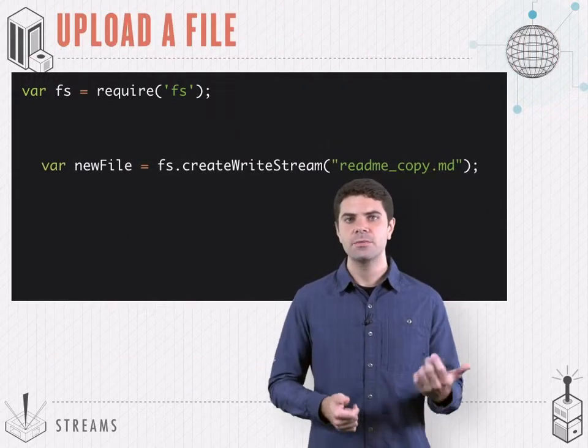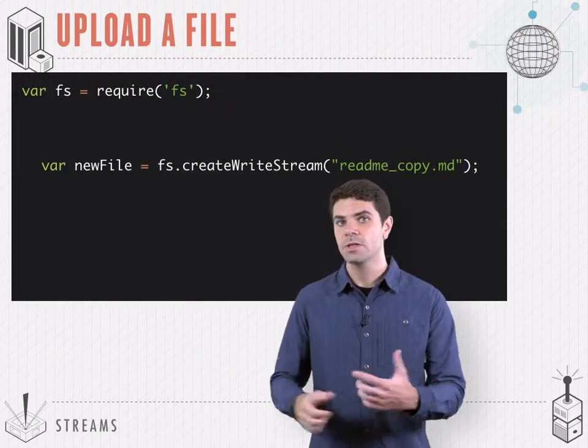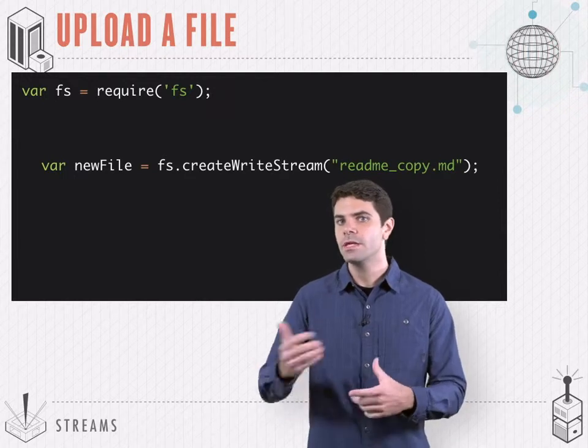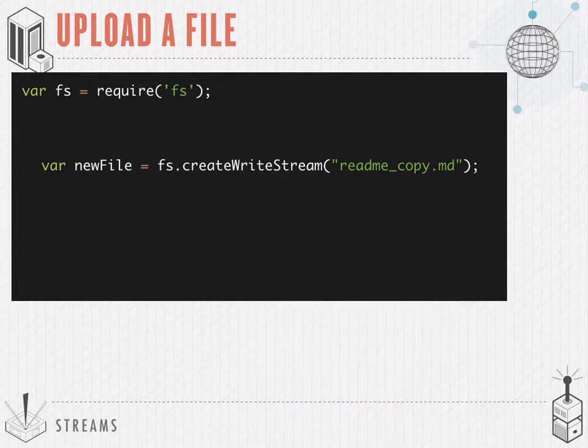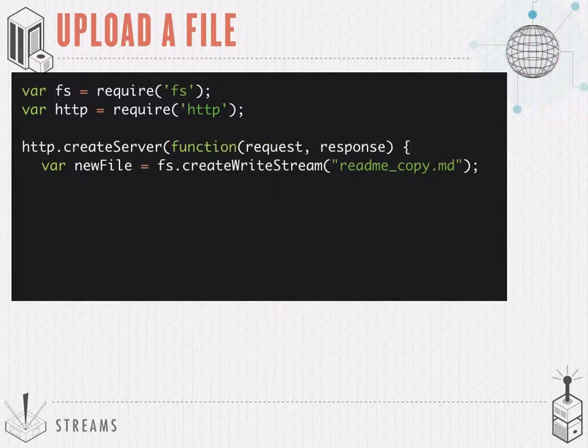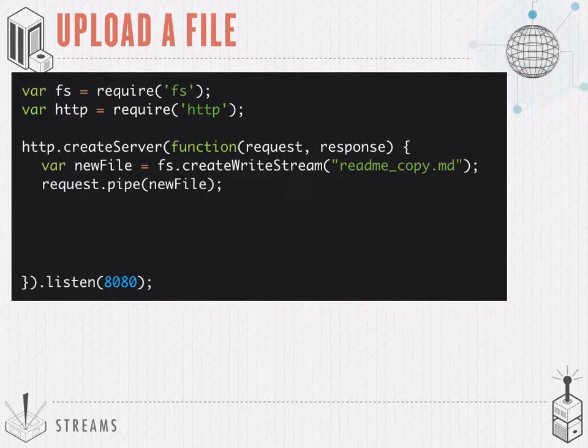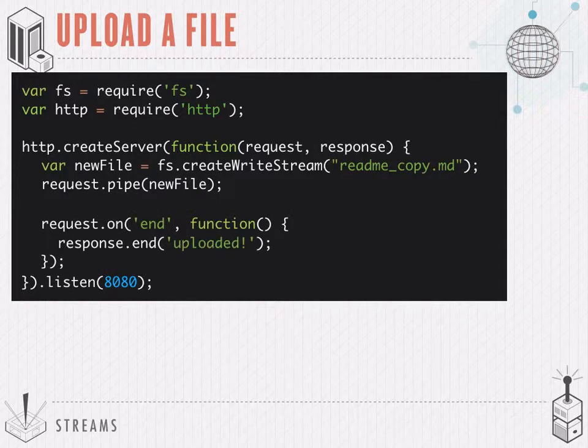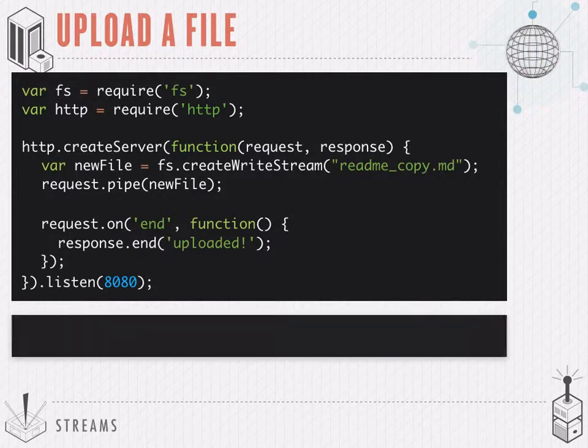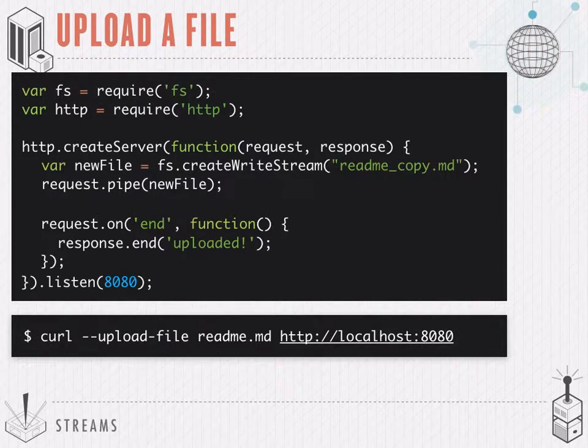We can pipe any read stream into any write stream, so let's combine the two examples so we can read from the request and pipe it to a file. So we'll keep our write stream as is, but instead of reading from a file, we're going to read from the request, calling request.pipe and piping the content to the new file. Lastly, we'll listen to the end event and close the response, responding with an uploaded string. Now when we run this from our client, we call curl with the --upload-file option, passing in a file as an argument. And then we can see the response back.